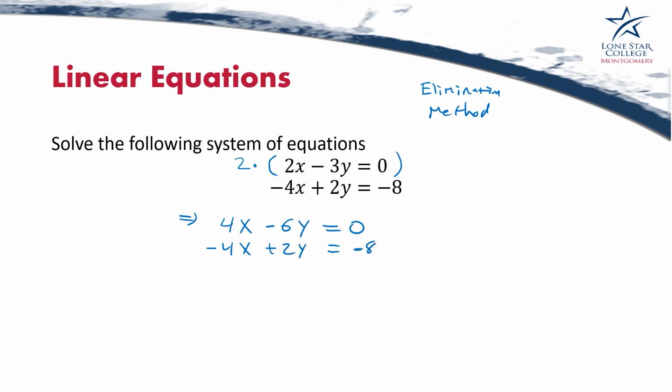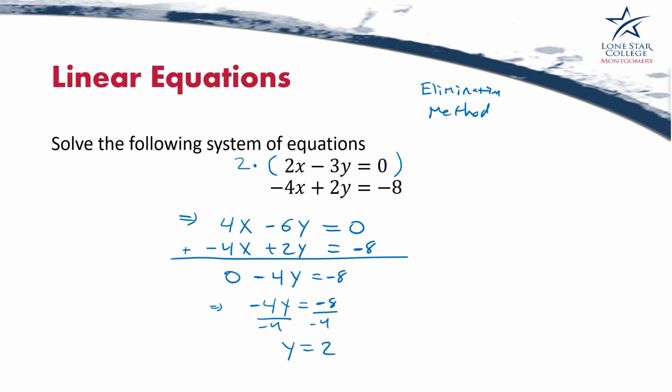Okay, so now that we can get rid of it, we add them together. 4x minus 4x gets you 0. Negative 6y plus 2y gets you a negative 4y. And 0 minus 8 is still negative 8. So now there's no more x. We just have negative 4y equals negative 8. So if we solve for y, we divide. So y is equal to positive 2, because negative 8 divided by negative 4 is a positive 2.